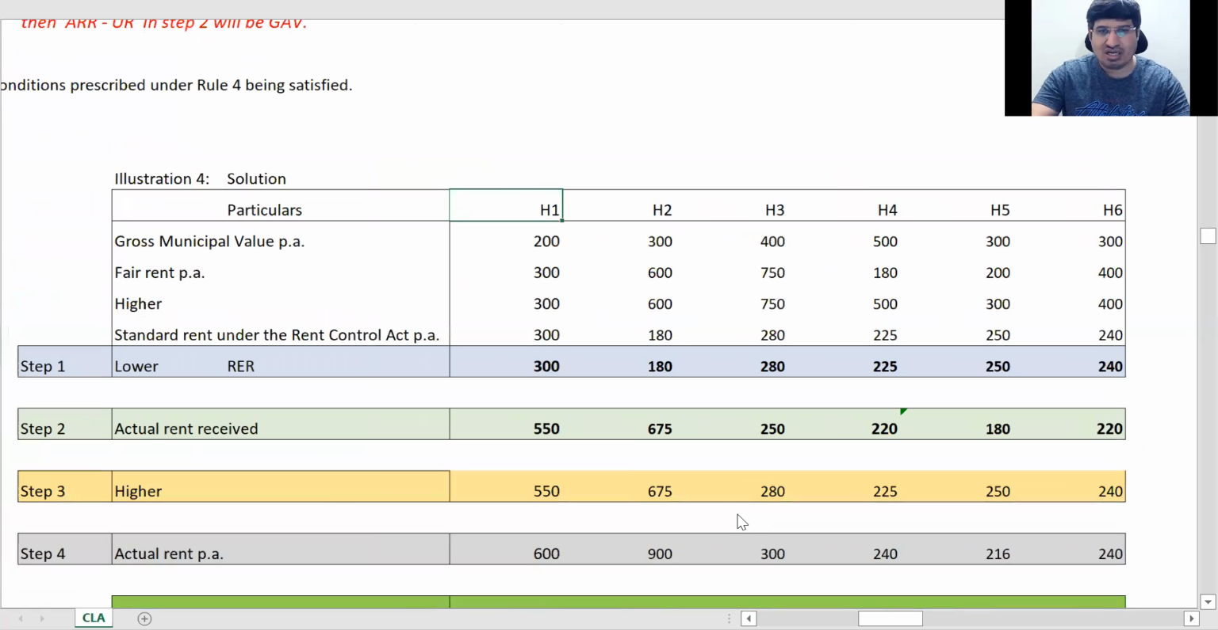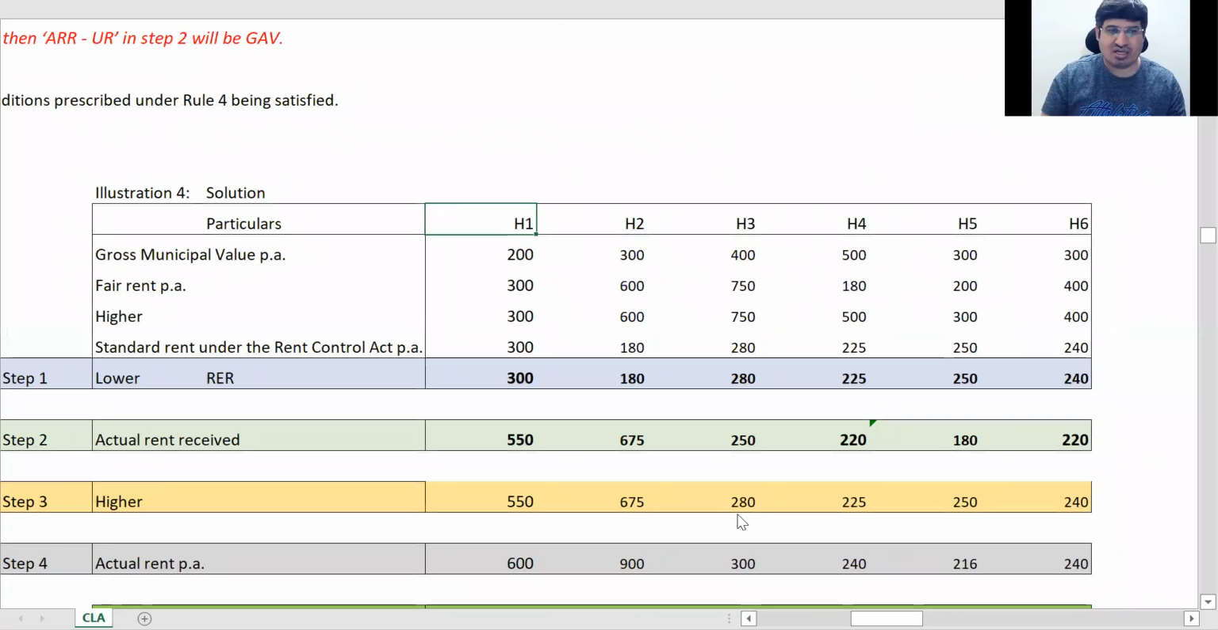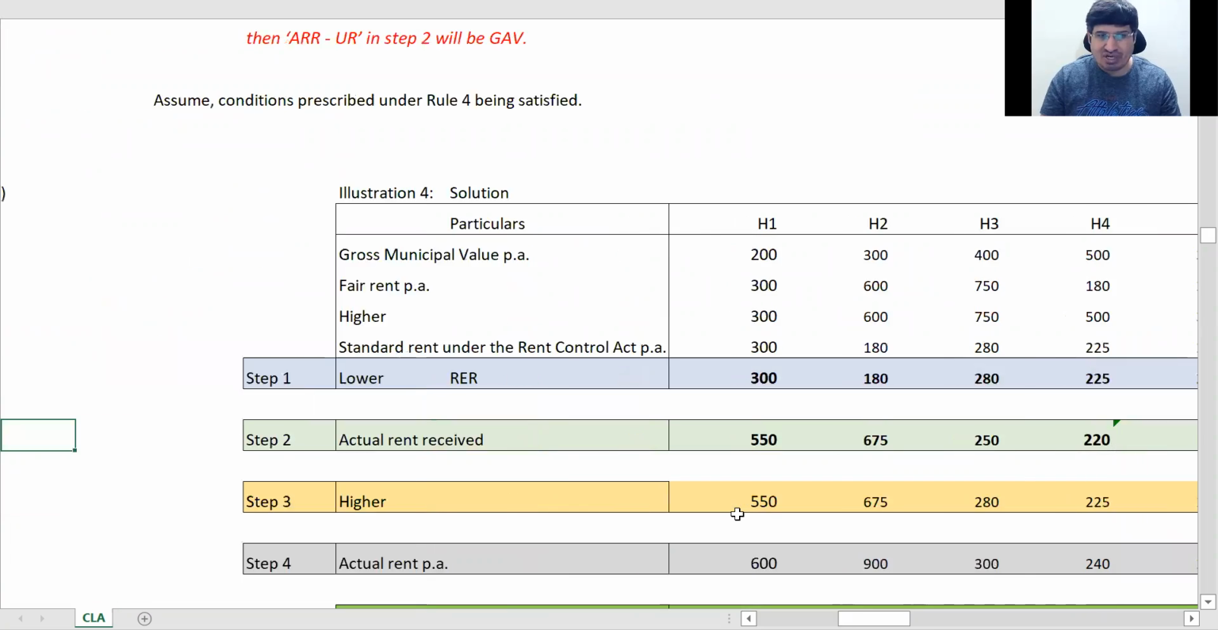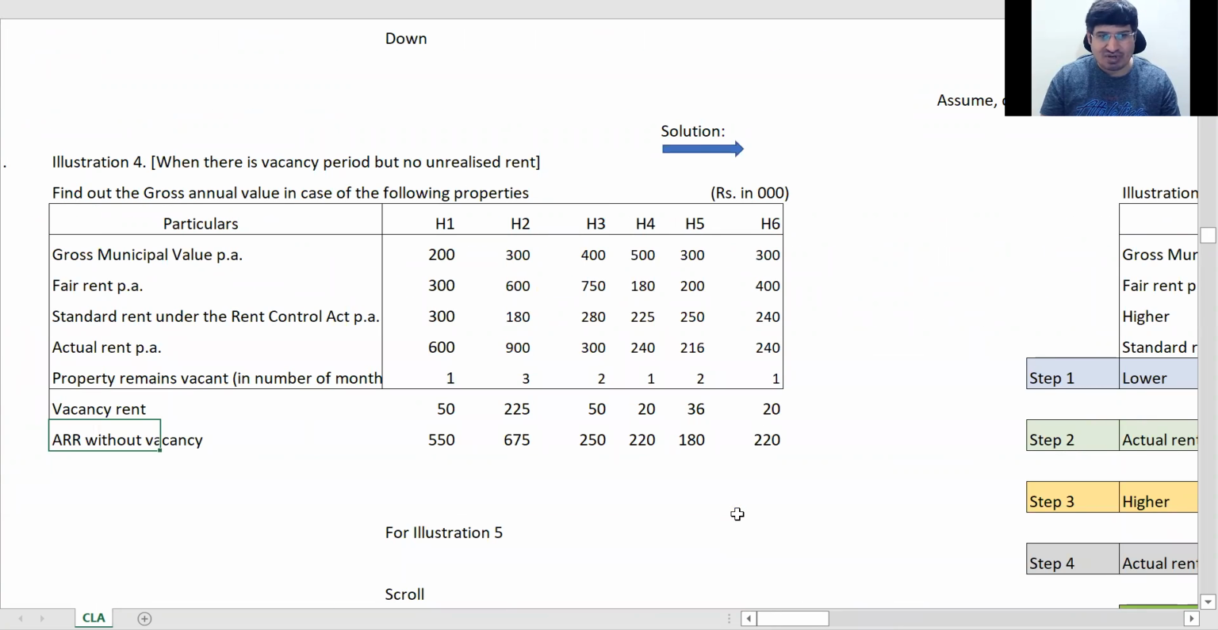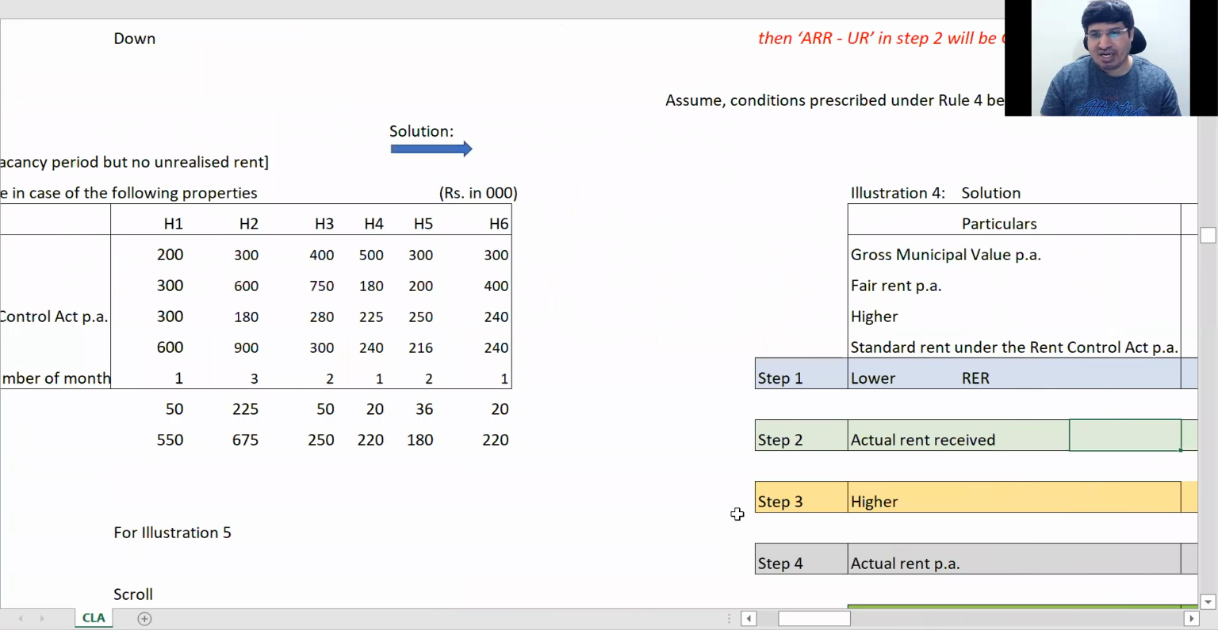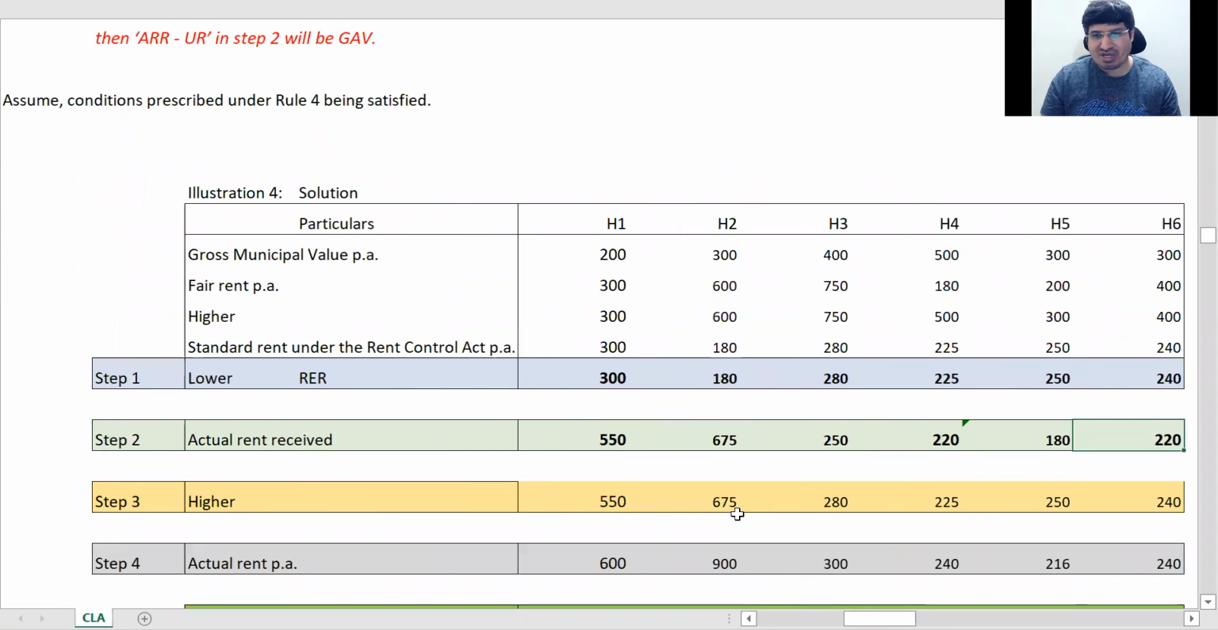Okay. This is our RER. Then actual rent received, I calculated that and put in what we had calculated. So this is RER. Then in step 2, what we had calculated down, I have used that, this one. Okay, this one, right? And any doubt just ask me. I'm just assuming that you are following it.